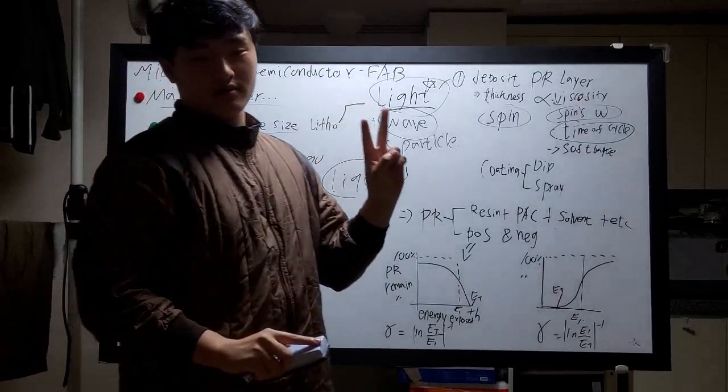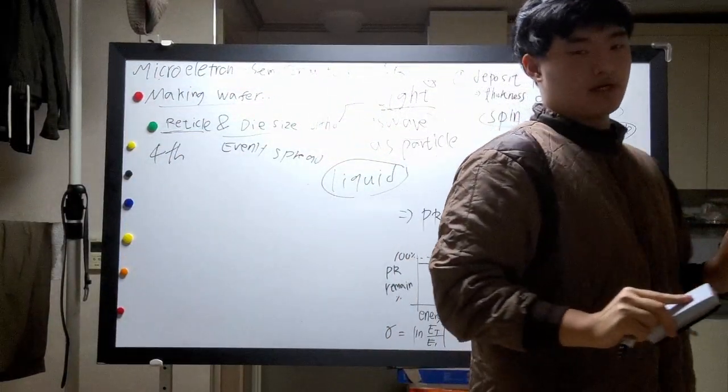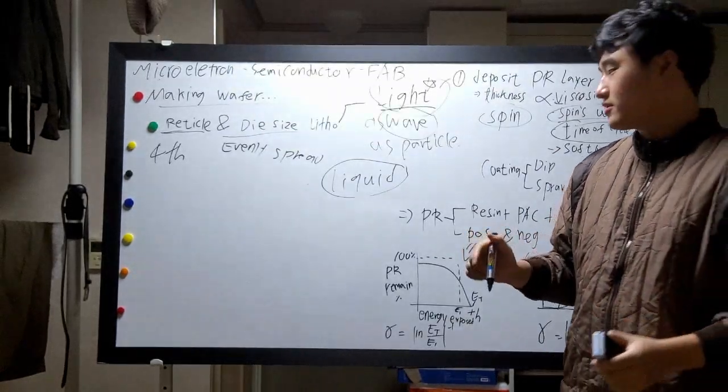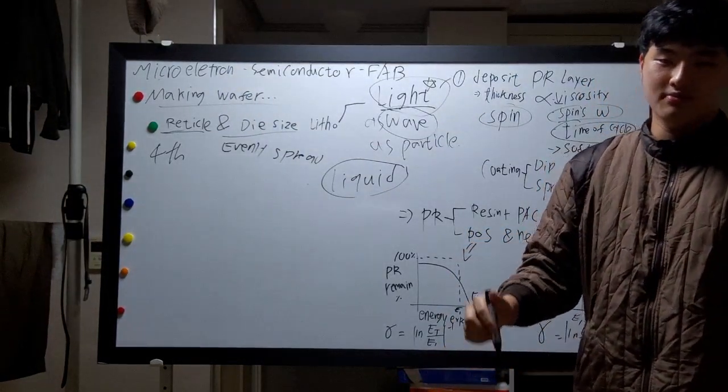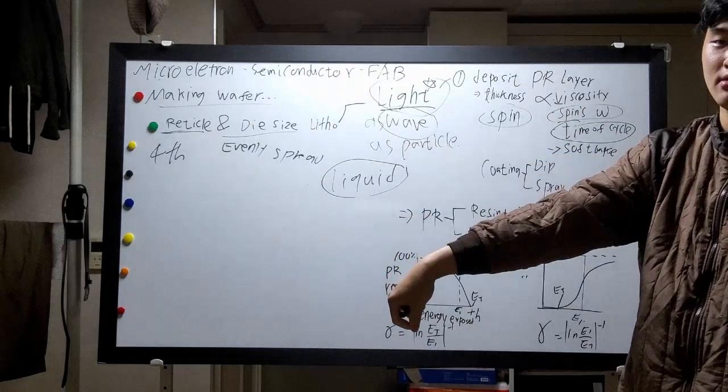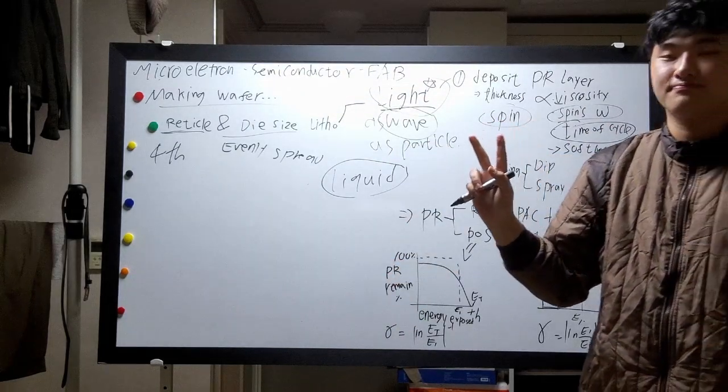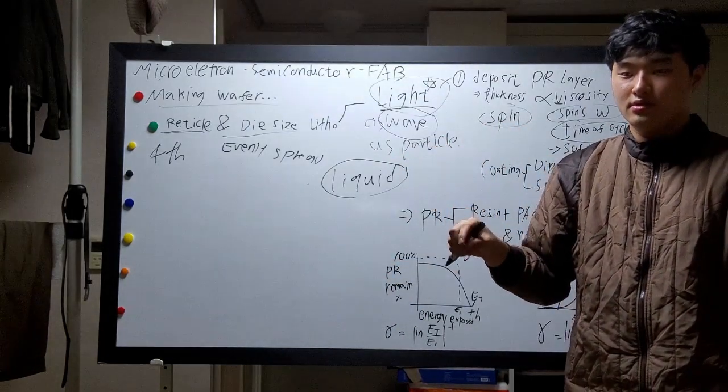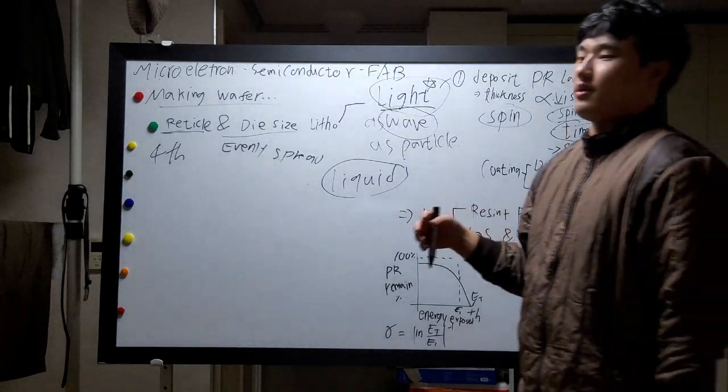And second, the second way of making the PR layer over the surface will be coating. Of course, there are two methods of coating. First, dipping, and secondly, spraying. You know what spraying is and what dipping is.